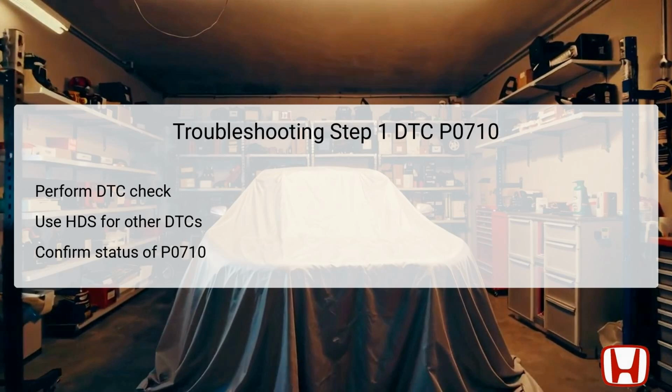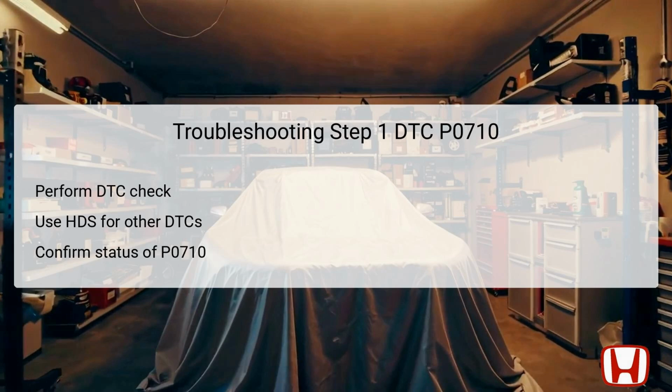The first step of the troubleshooting process involves checking for DTCs using the Honda Diagnostic System, HDS. Begin by turning the vehicle to the on mode, which activates the electrical systems without starting the engine. Once active, utilize the HDS to check for other pending or confirmed DTCs alongside P0710.